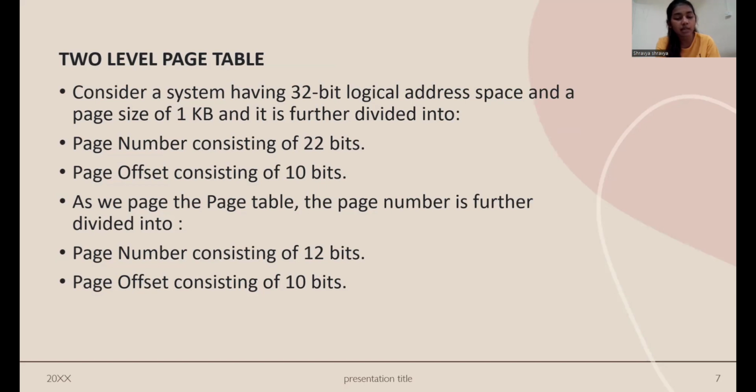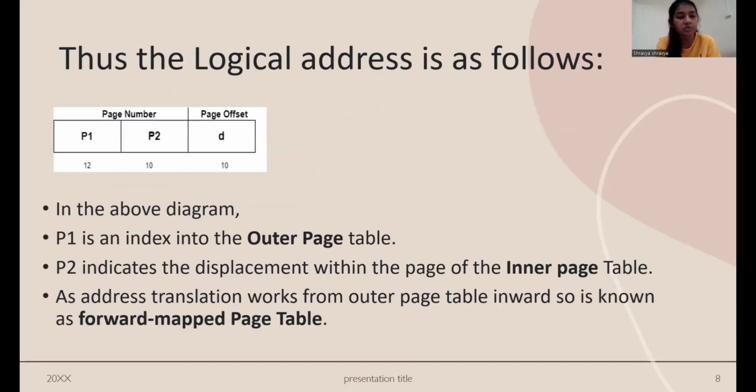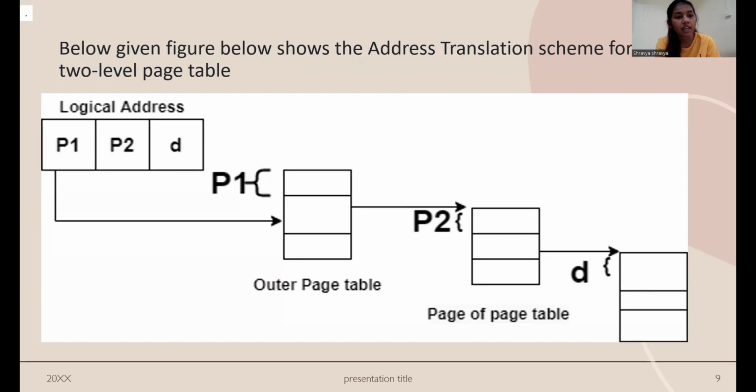As we page the page table, the page number is further divided into page number and page offset, with the page number consisting of 12 bits and the page offset consisting of 10 bits. And thus the logical address is as follows: page numbers P1 and P2, and page offset D. P1 is an index into the outer page table and P2 indicates the displacement within the page of the inner page table. As address translation works from the outer page table inward, it is known as a forward-mapped page table.